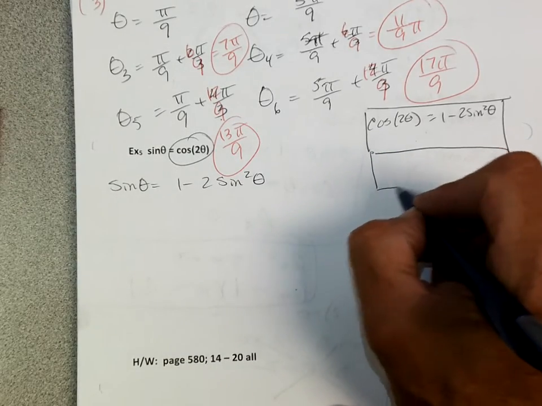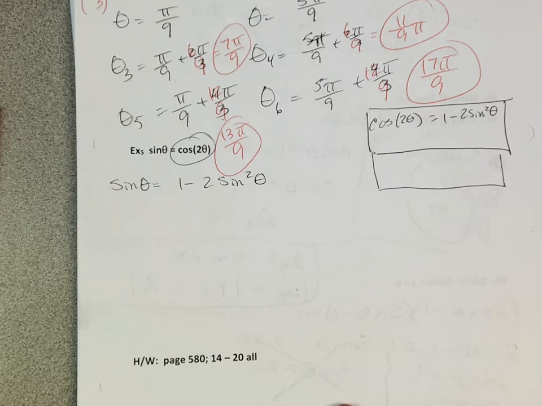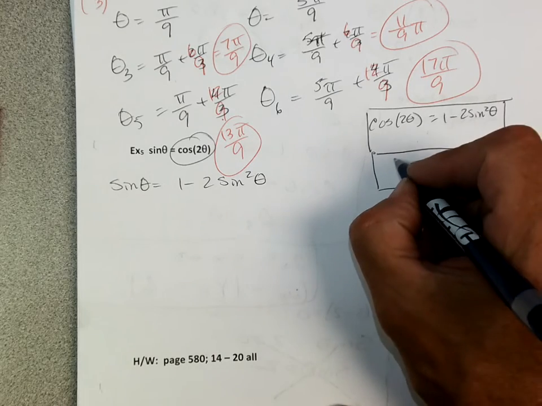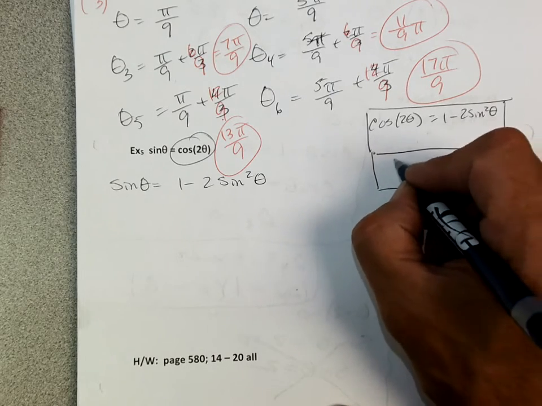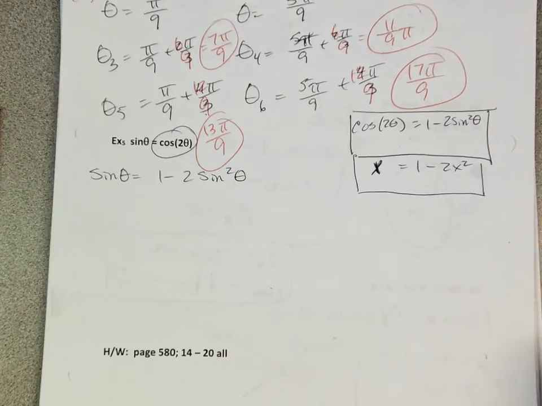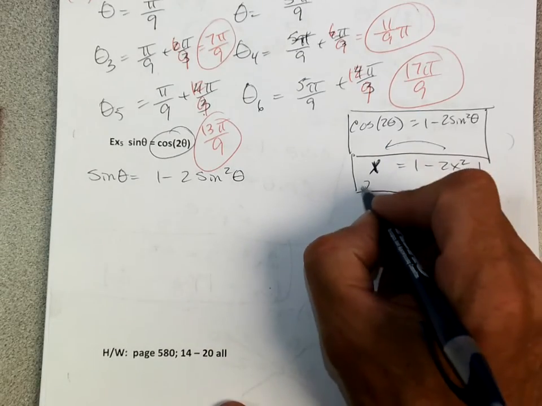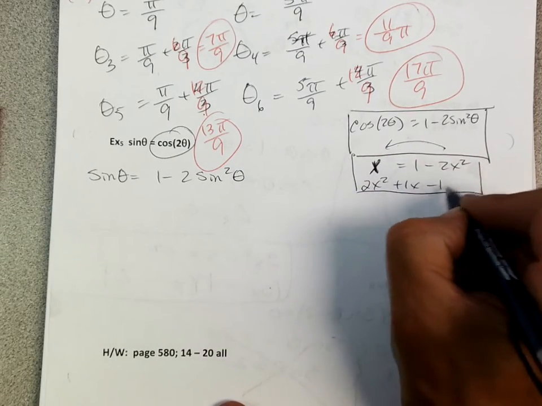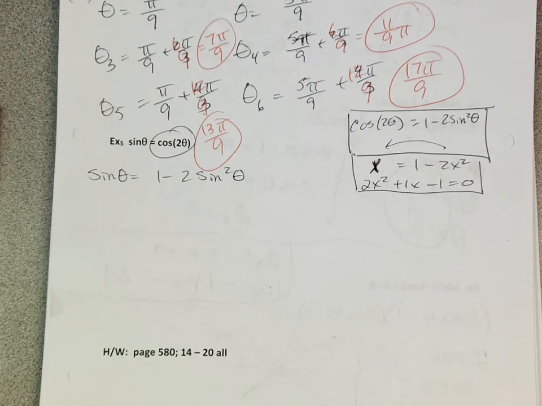Okay, I'm going to do a little side work here. If I had an x equals 1 minus 2x squared, okay? Just algebra. That's an x, and you had to solve for x. Just solve for x, right? What would you do? Yes, we got to factor. You're totally right, Dylan. Before we factor, let me make it look a little bit nicer. I'm going to bring that over. I'm going to go 2x squared plus 1x minus 1 equals 0, okay? You okay with that?